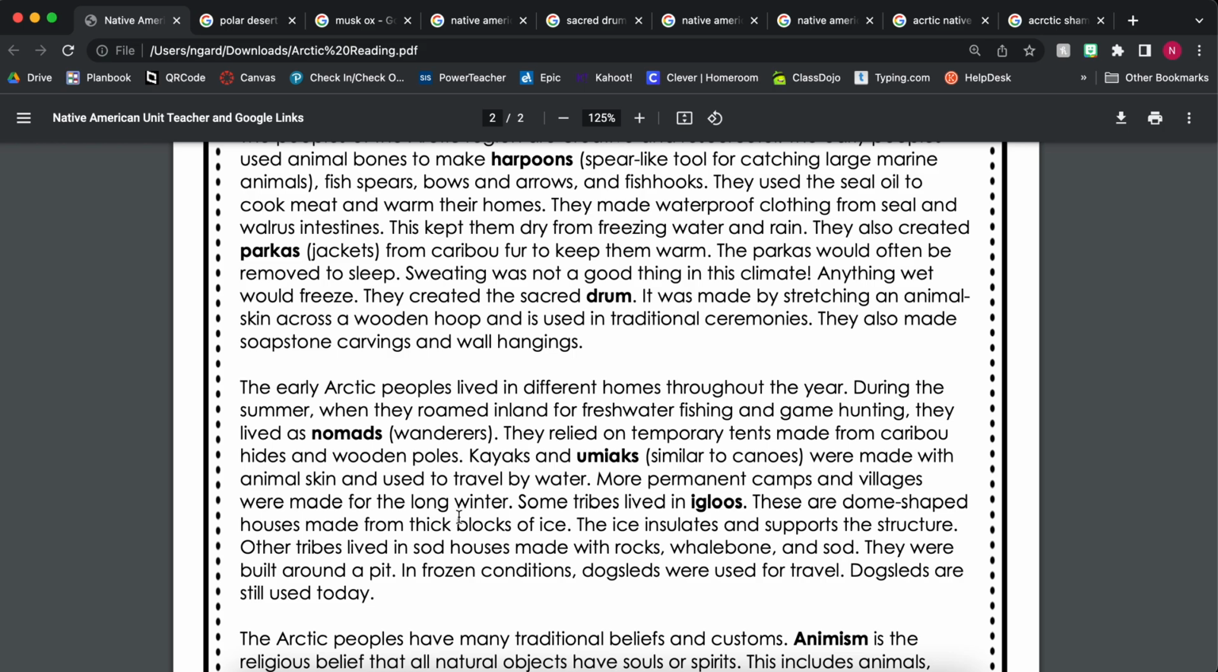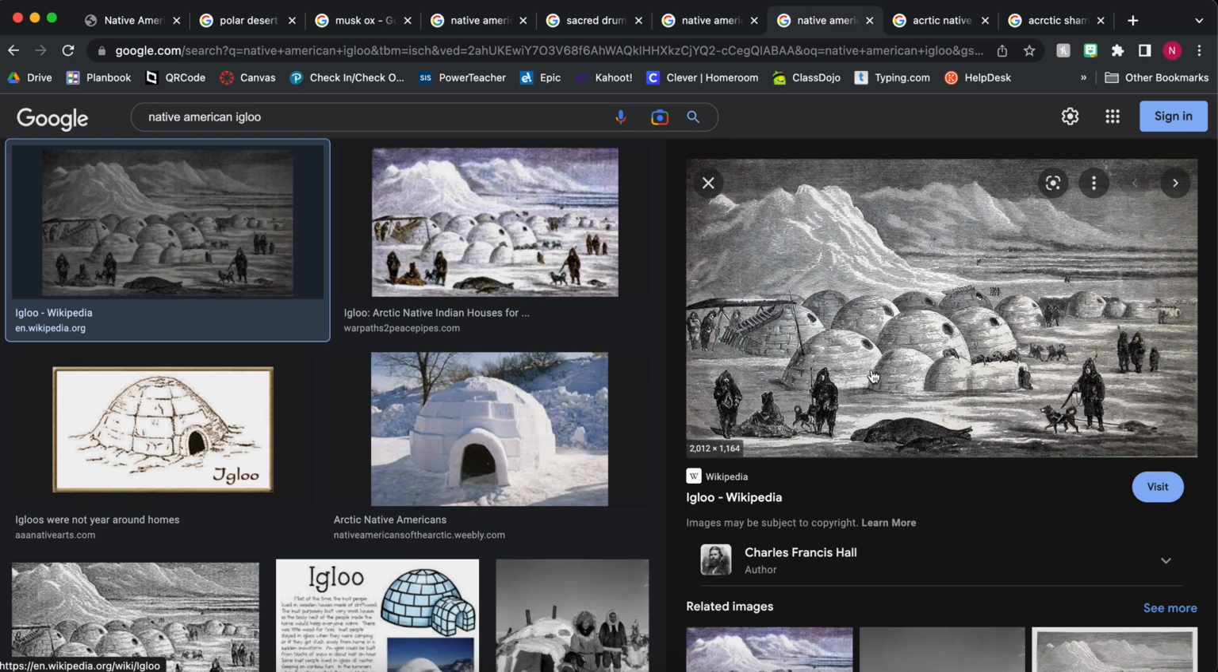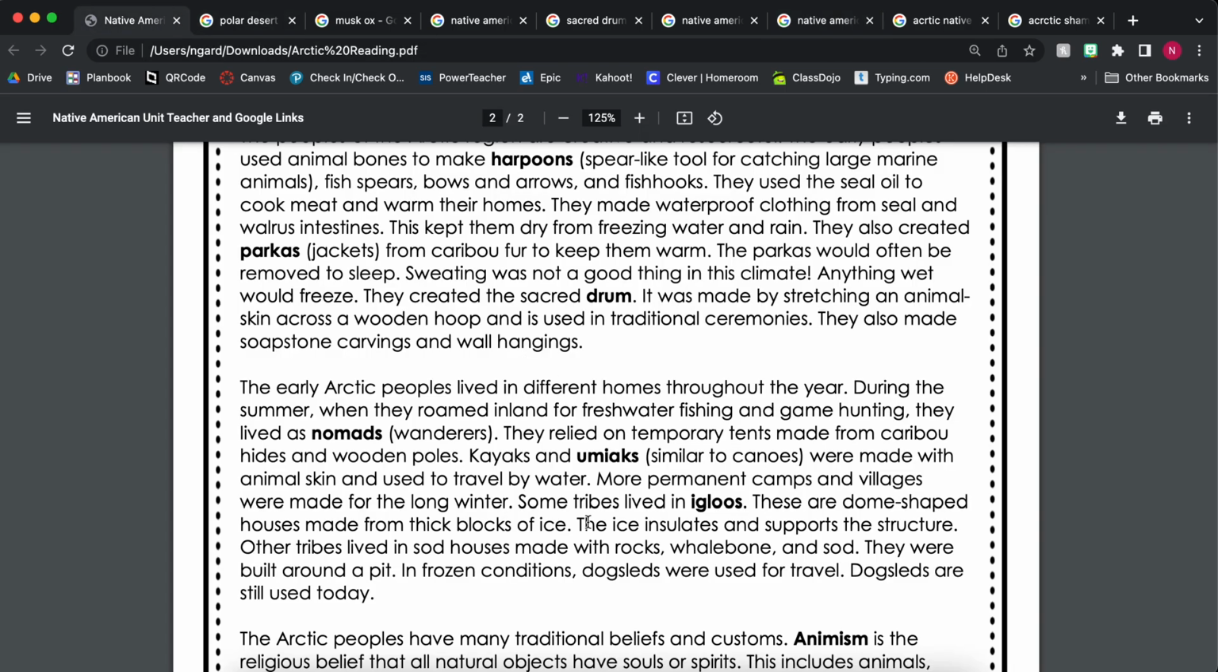So when they would get inside those igloos, their body would be putting off heat, but that dome shape and the ice would kind of make the heat bounce back off the walls and be contained within the igloo. So it was a way to heat those things up, which is pretty cool.